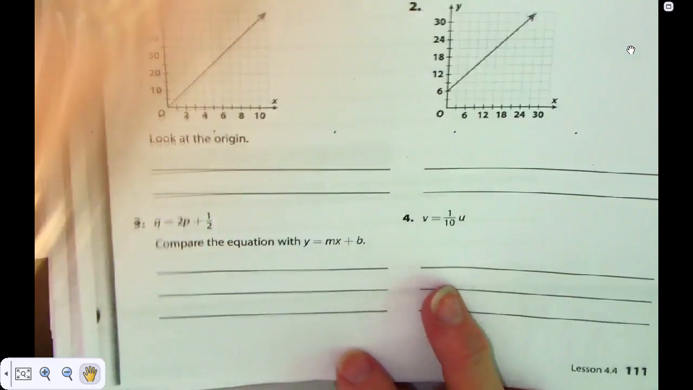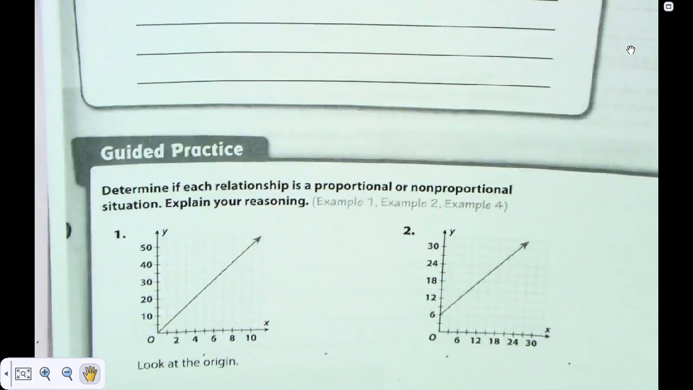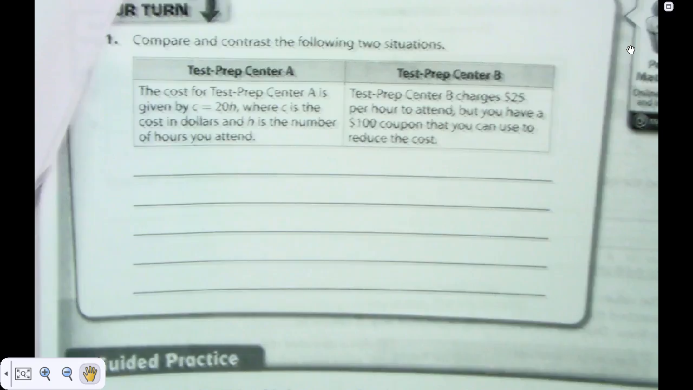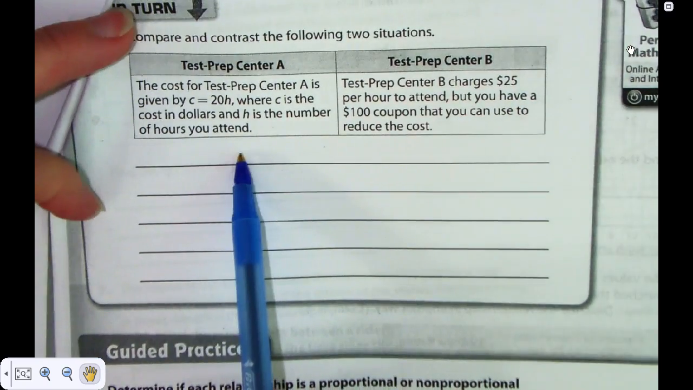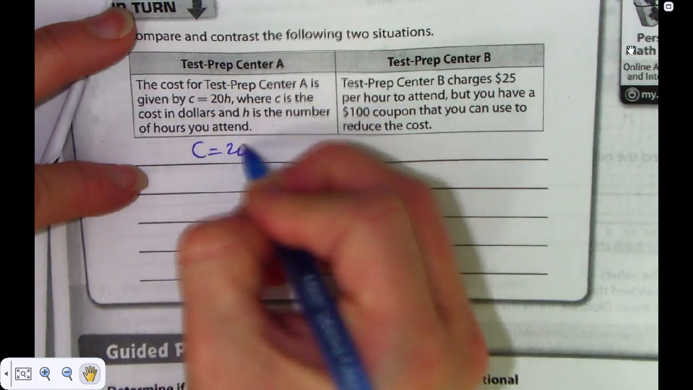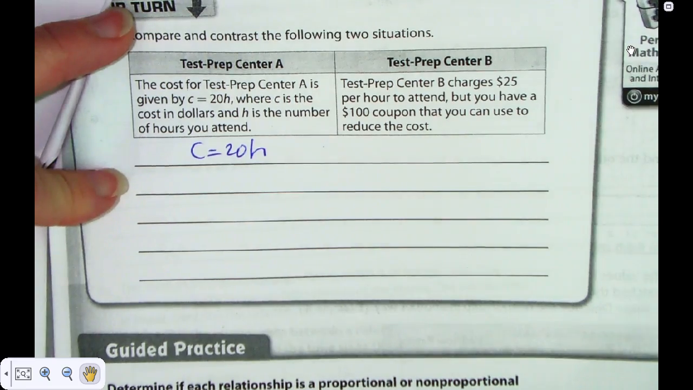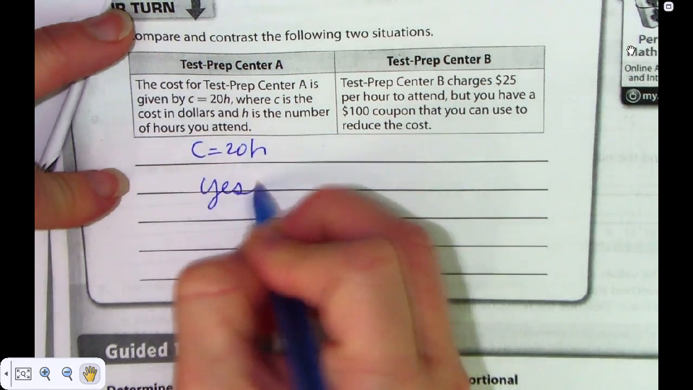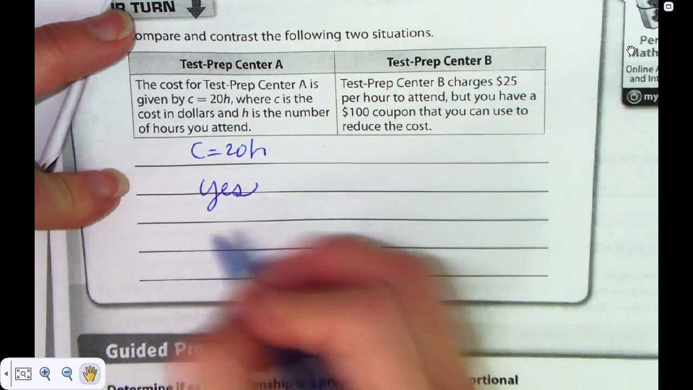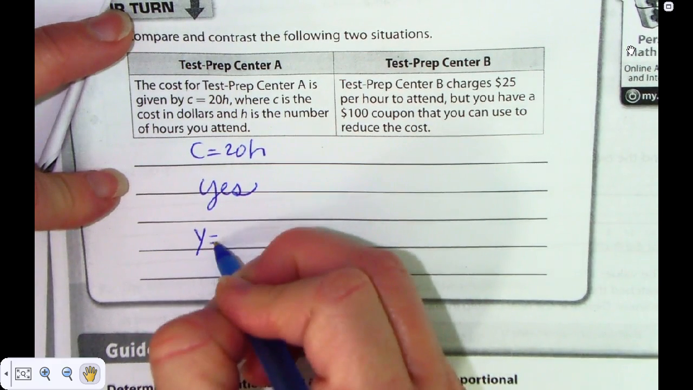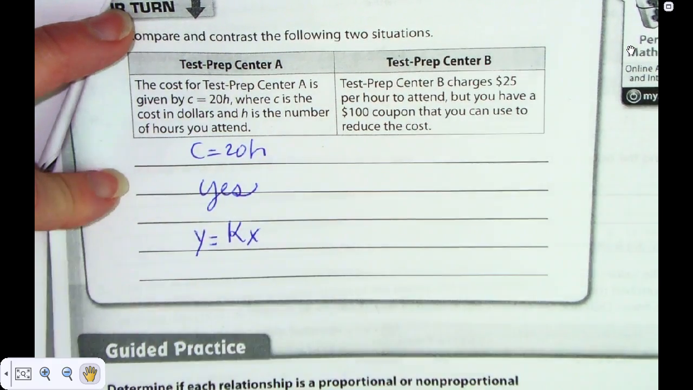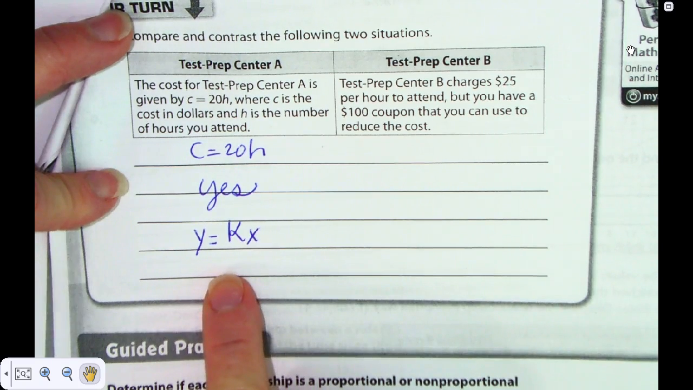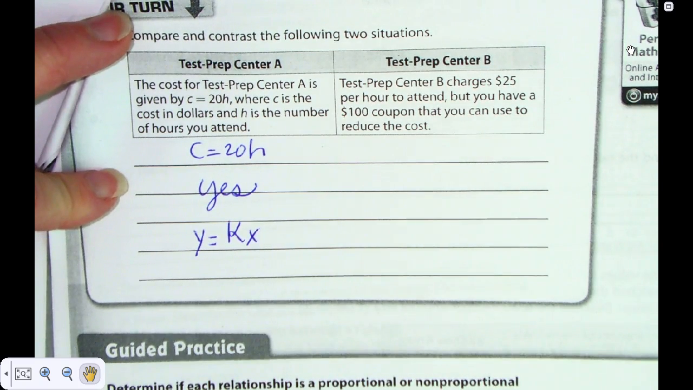Okay, look at page 111. Look at the very top. C equals 20H. Is that going to be proportional? Yes. How do we know? There you go. And it's in that form. And guys, we're going to learn the name of that form later. Not today, but later. It's just saying it's in that form or not in that form.